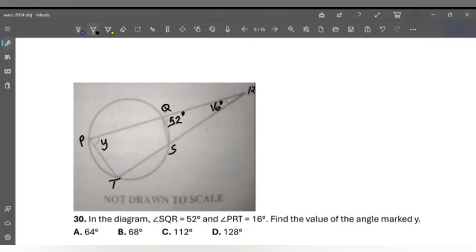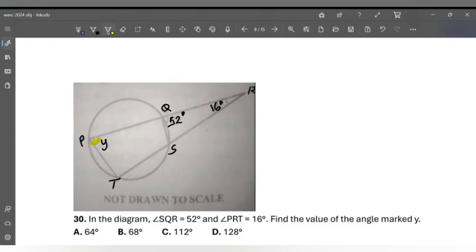Now let's look at question number 30. We have a diagram, and in that diagram we are given some angles, okay, and we are told to find the value of the angle marked y. All right, so this angle is what we are looking for, angle y. Now what do we have? One thing about geometry is there are several ways to solve it, and the better you understand theorems, circle theorems, the easier and faster you can identify some things and move on.